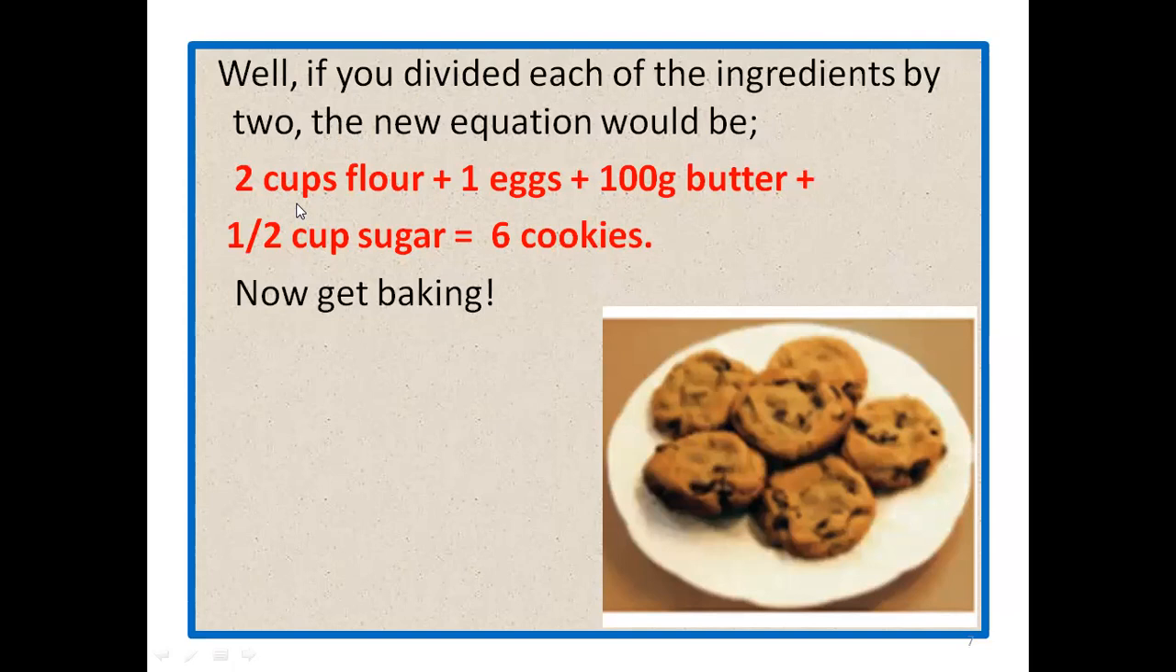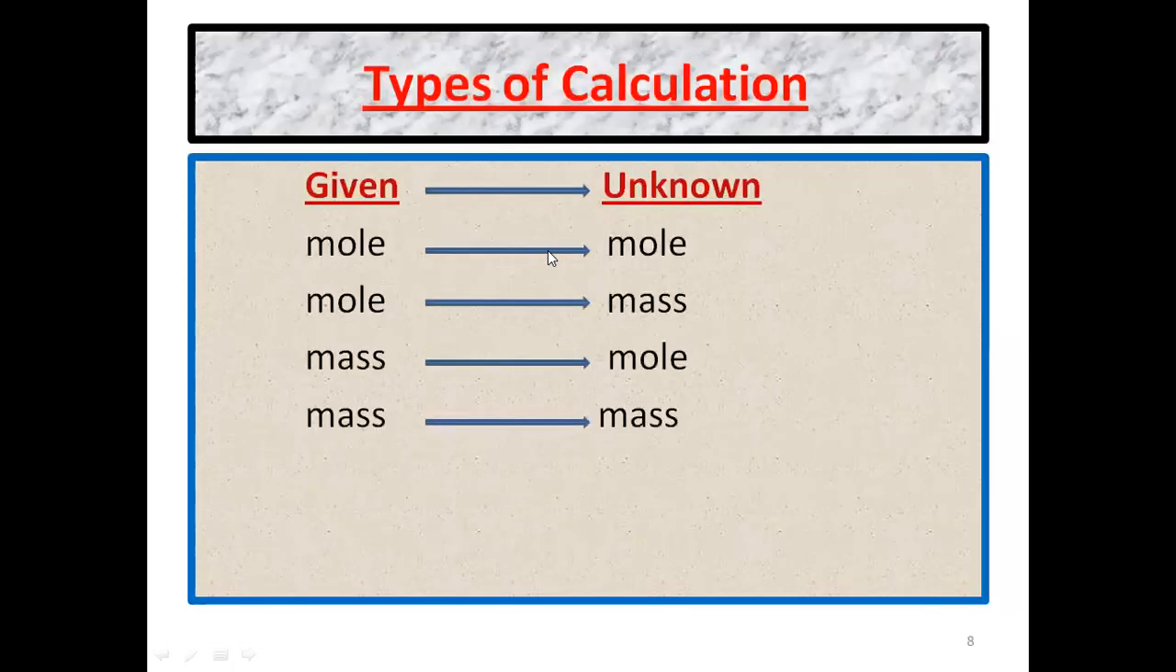It means by dividing half of the ingredients, the amount of the products will also become half. Now, the types of the calculation that involve in stoichiometry. These following 4 types of the simple calculations are involved in stoichiometry, having mole to mole calculation: if moles of the substance is given and you want to find the mole of the other substance.